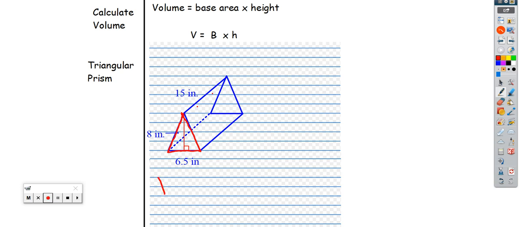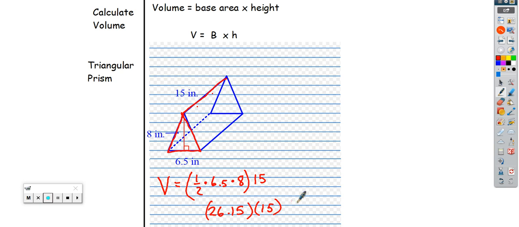So the volume is going to be the area of my base. That's 1/2 the triangle. So my formula is 1/2 my base times my height. 1/2 of 6.5 times 8. That's the height of my triangle. And then the height of my figure comes between the two bases. That's 15. Well, half of 8 is 4. And 4 times 6.5 is 26 and 15/100 times the height of my figure, which is 15.